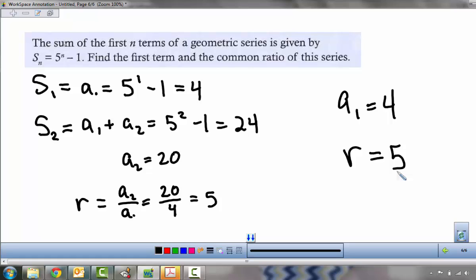And that's all it asks me for here. And with that, ladies and gentlemen, I will leave you to have a wonderful time working on these problems.